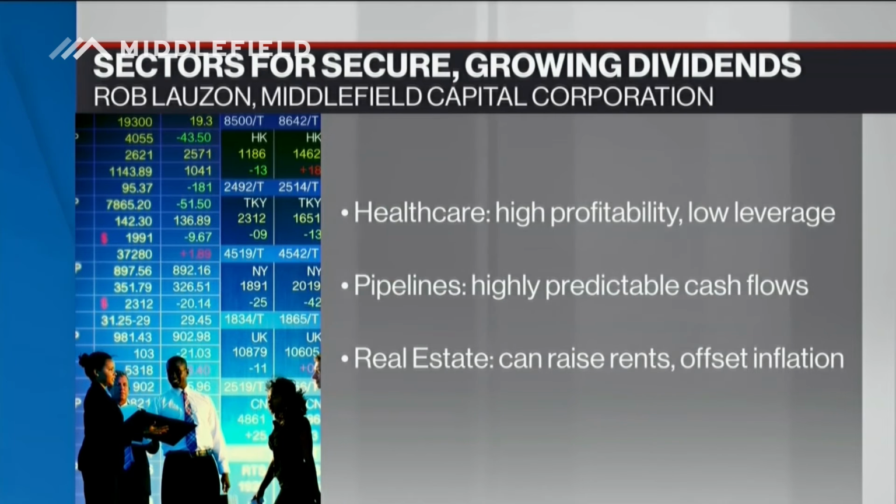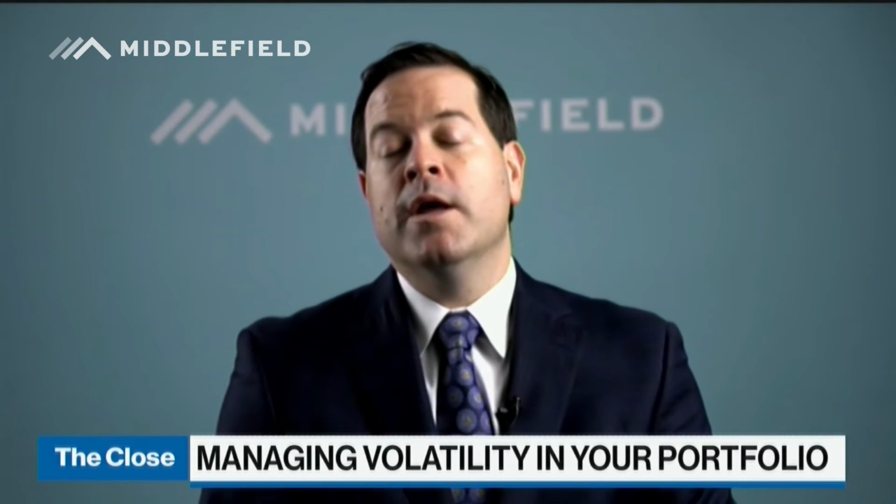So what does that mean? Companies have to pay that to borrow. So it costs more to borrow. So if you have a company like a lot of healthcare companies that have low levels of debt, that's a tailwind because they don't have that high level of interest costs facing them. And typically healthcare companies are dividend payers, dividend growers. So that's one sector.